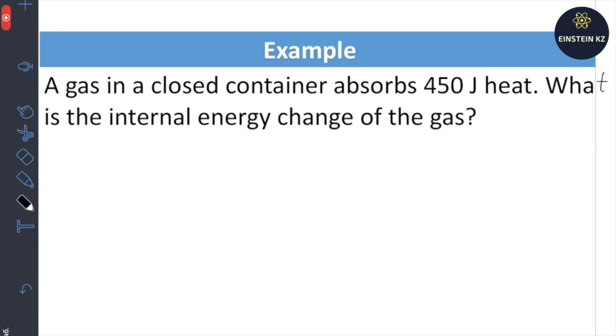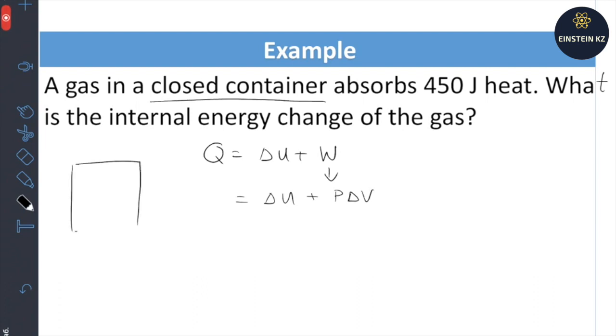So here we have to remember the formula from the previous lesson. Q equals delta U plus W. And here if we open this W, we will have delta U plus P delta V. Okay, and as it says here, this is a closed container, which does not change its volume.